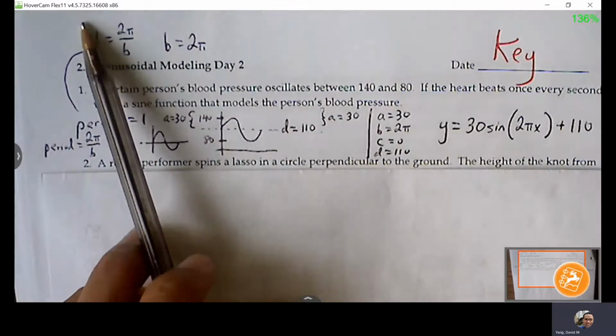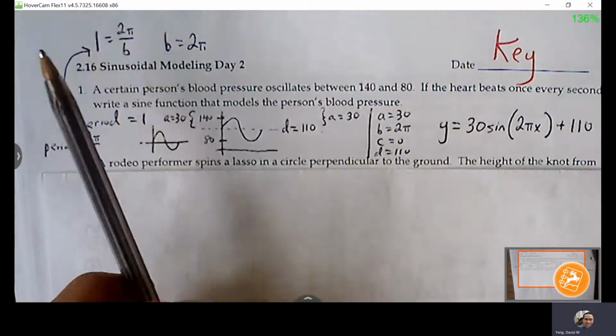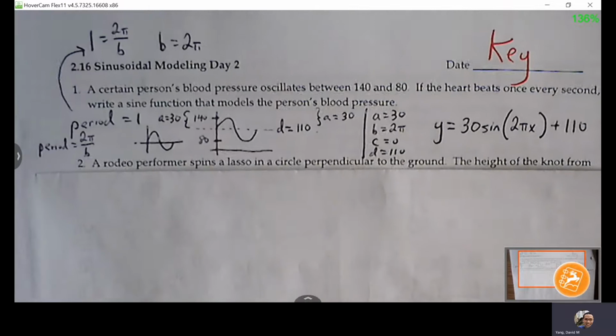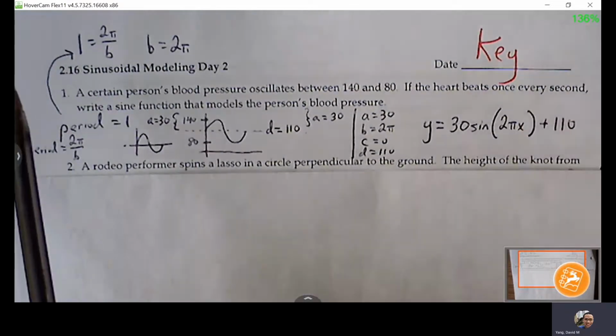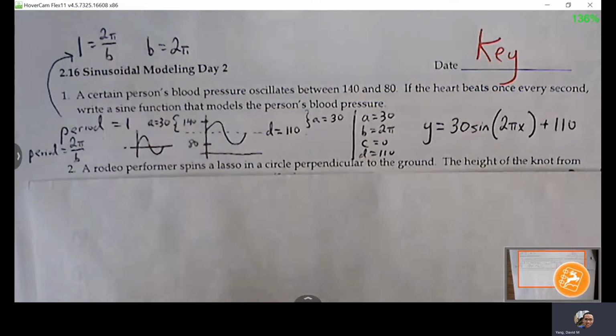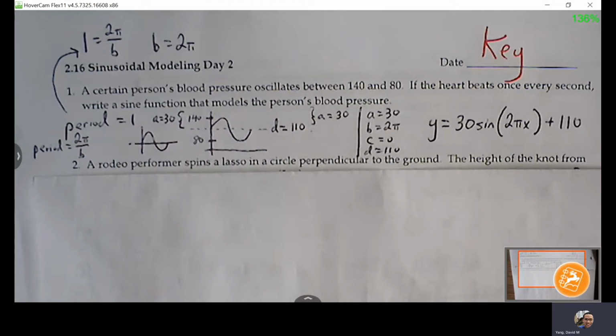We talked about how the time it takes for the heartbeat to complete its cycle is 1 second. So we can set that as our period. 1 is equal to 2 pi over B. Cross multiply, we solve for B, and we get B equals 2 pi.